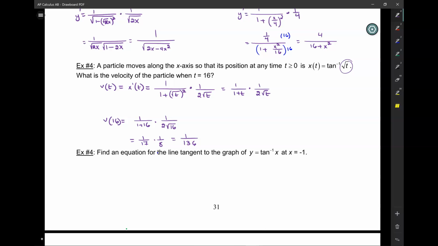Okay? We're not given units for length, so we don't know what the units are.